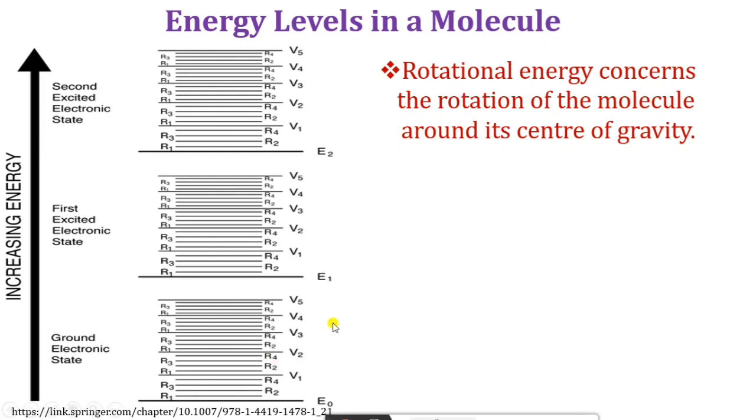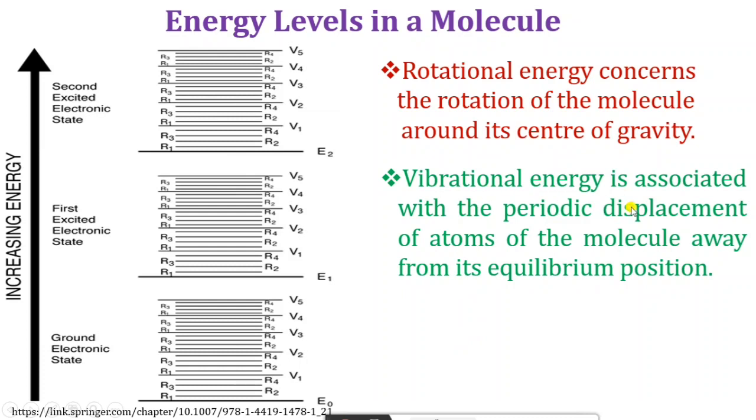So that energy comes from the microwave region. So a molecule in which there are rotational energy levels, when absorbing a particular microwave radiation, can undergo rotation around its center of gravity. And we can determine the frequency or wavelength of the radiation absorbed by a molecule to undergo rotational motion.